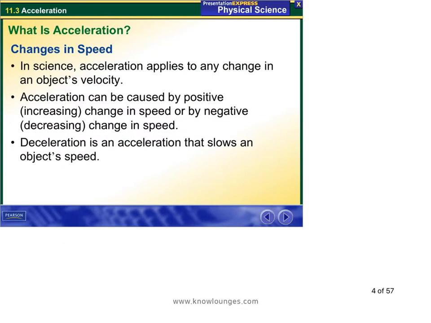Acceleration applied to any change in velocity. As I mentioned a little bit ago, it can be positive changes in speed or negative changes in speed. It can be speeding up or slowing down. When things are slowing down, we use a special term, deceleration.